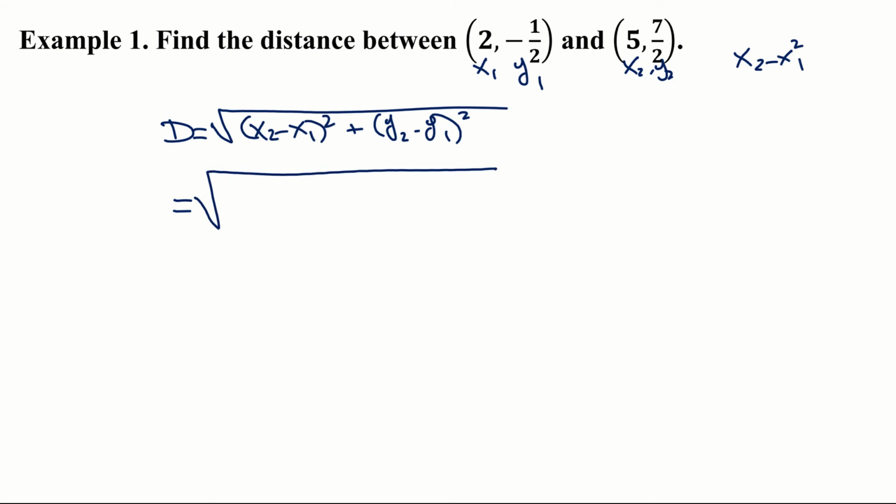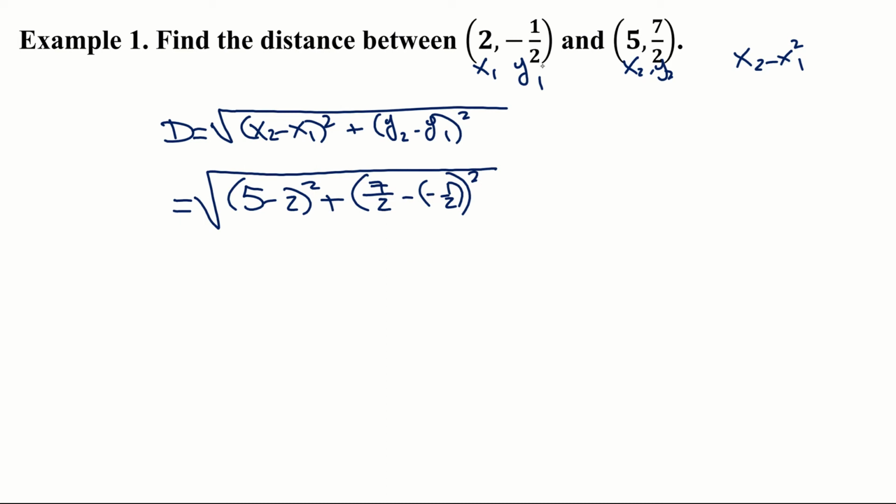Now x2 is 5 and x1 is 2. So quantity 5 minus 2 squared plus, now y2 is 7/2 and y1 is -1/2. So be careful, you need that negative sign like that. It's whatever y2 is minus whatever y1 is. If it happens to be negative, then so be it, right?